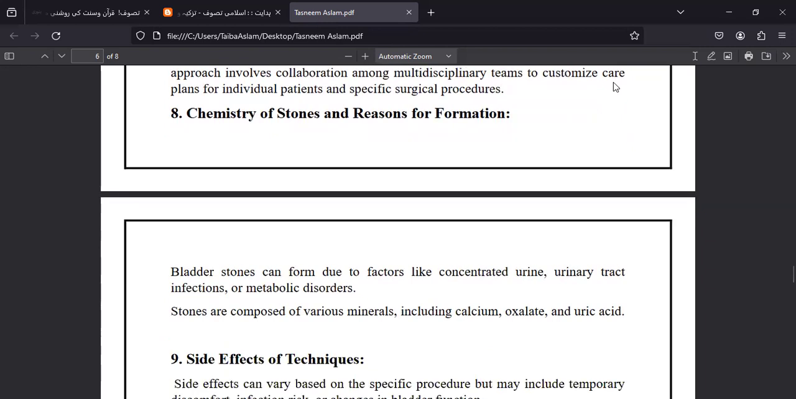Next one is chemistry of stones and reasons for formation. Bladder stones can form due to factors like concentrated urine, urinary tract infections, or metabolic disorders. Stones are composed of various minerals including calcium, oxalate, and uric acid.